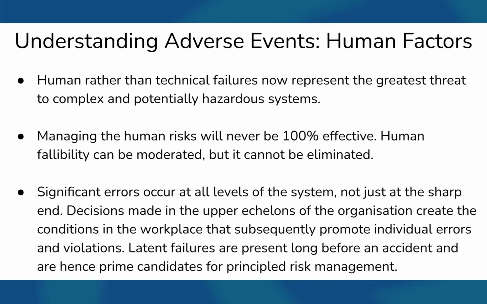Then he says significant errors occur at all levels of the system, not just the sharp end. So he's making a sharp end, blunt end distinction. The sharp end are the specific individuals involved, the specific technology involved, rather than some of the blunt end type of factors like what's the safety team's budget, what's their performance pressure, what's the understanding of the problem by management, do they get it, are they supportive, etc. Decisions made in the upper echelons of the organization create the conditions in the workplace that subsequently promote individual errors and violations. So here's talking about diffuse causality from the higher levels of organization. This can flow down into errors into the individual system.